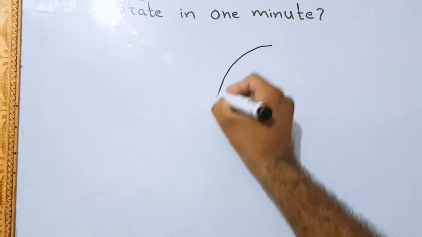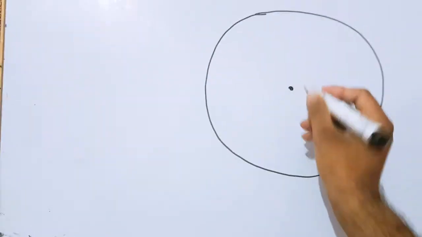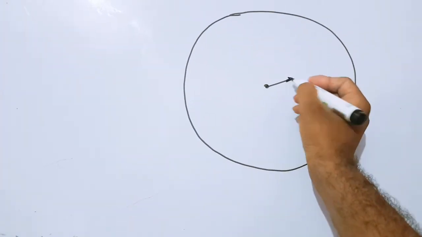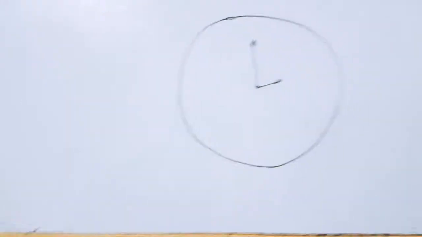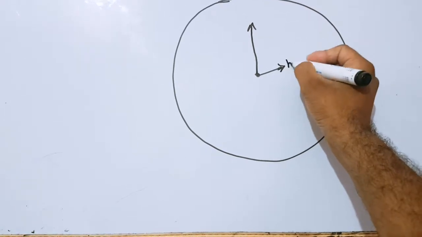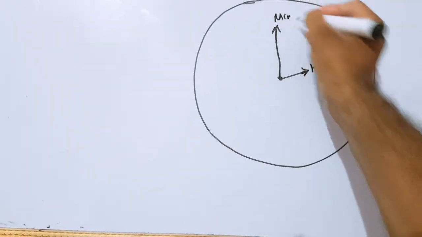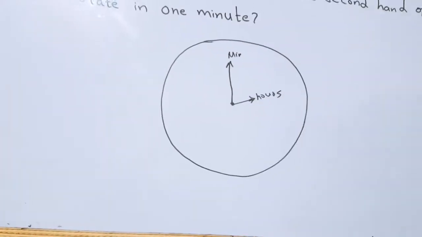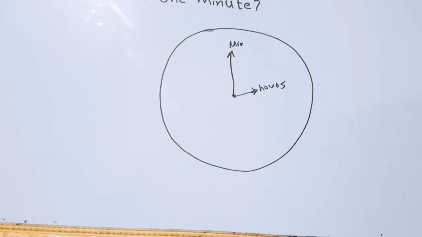One hand is, I shall do a rough drawing here. Okay, this is the small hand. This is the big hand. You can say this is the hour's hand. And this is the minutes hand. The hour hand moves very silently.